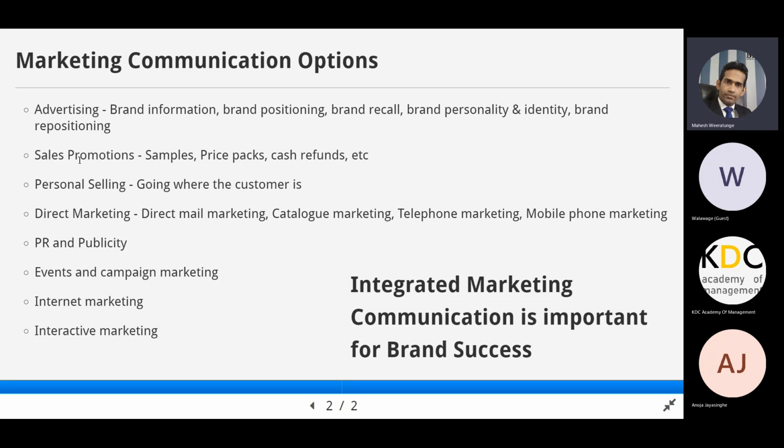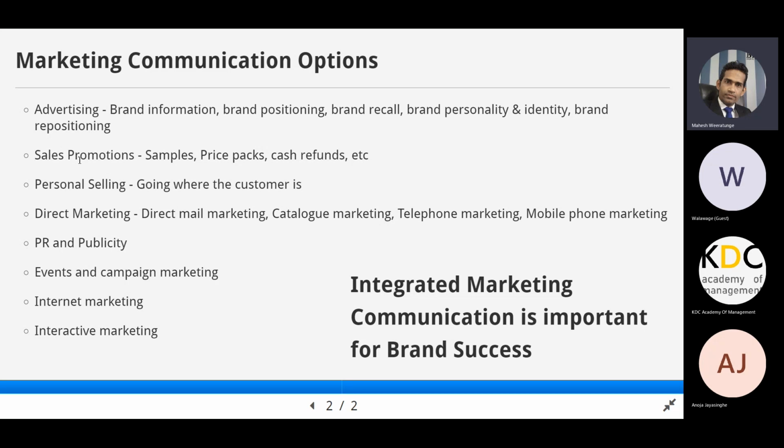Because our brand communication focuses on informing the target market and the target audience, persuading, which means motivating the target market and the target audience, and reminding and reinforcing the target market and the target audience. Our brand communication also does the same thing, right?